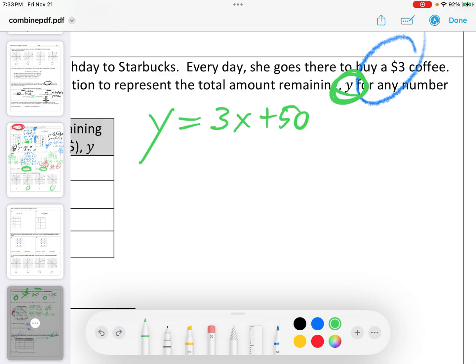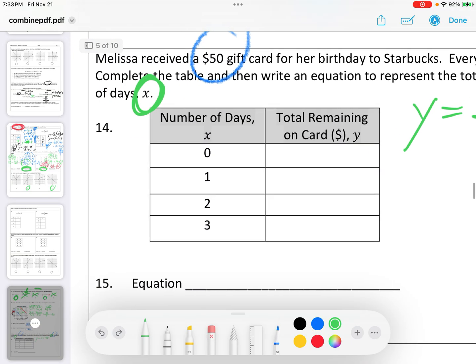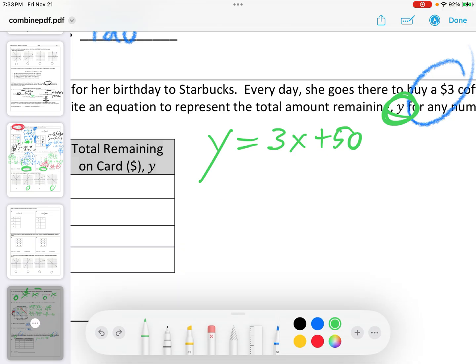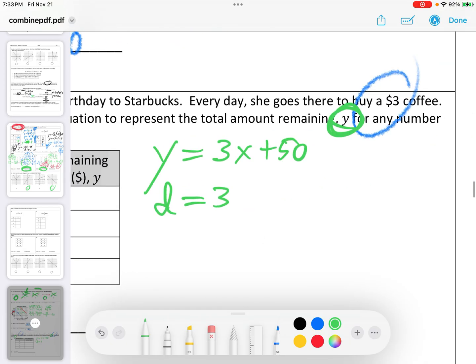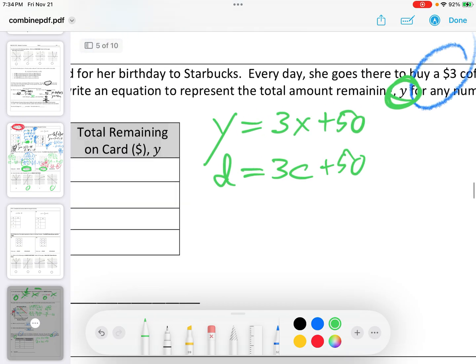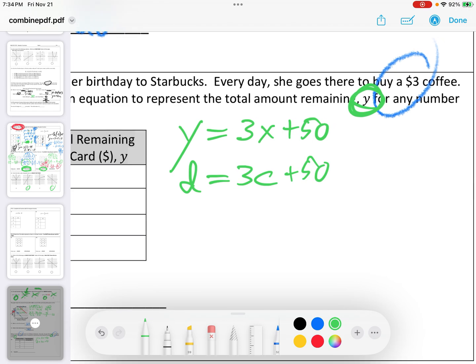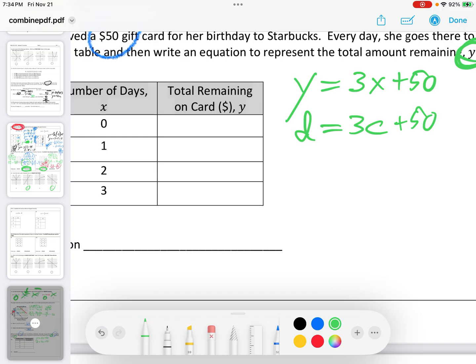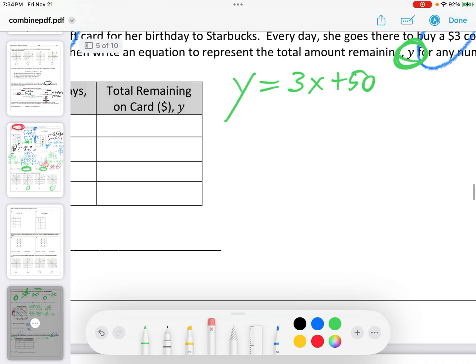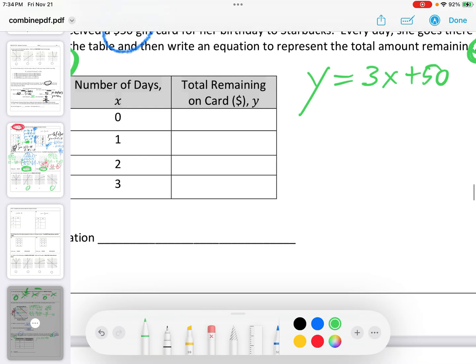So total amount remaining, so that's how much money she has. So I'm going to say dollars, D for dollars, and 3 times how many days, but each day she gets 1 coffee. So, I mean, I would say 3C for coffee. You could say, oh, the problem is dollars and days, huh? Yeah, you don't want to use D for days. Anyway, okay, so what are we doing? Well, you could use D, C, or Y and X, but I'm just going to go with this since that's what the problem asked for.